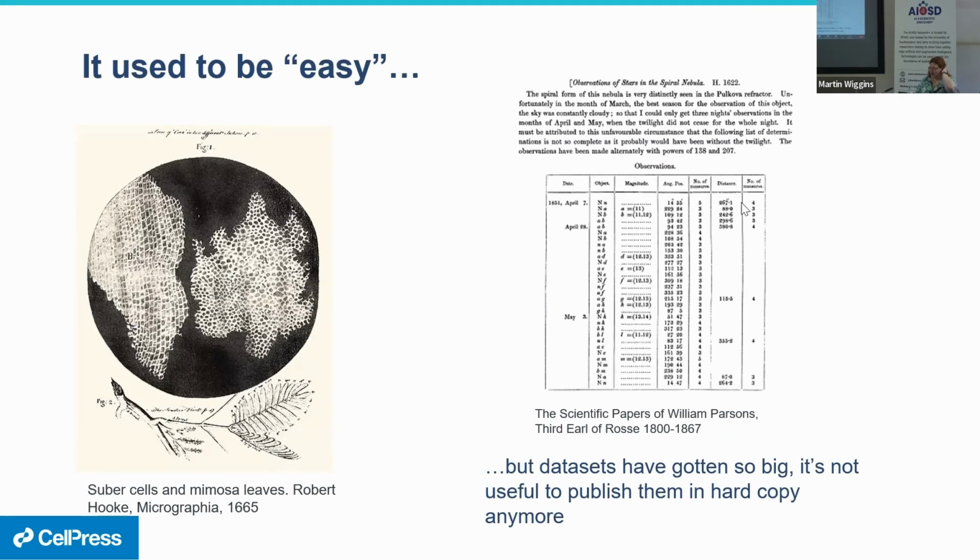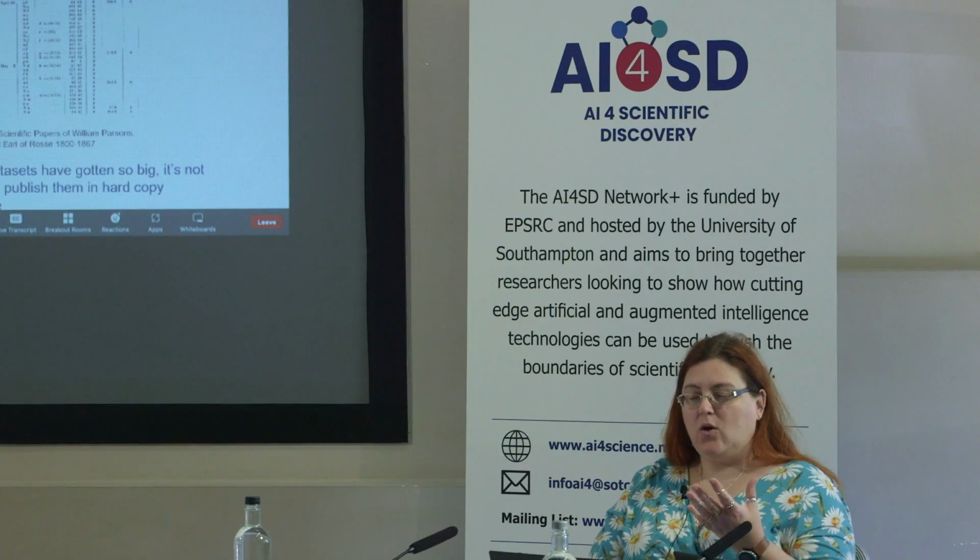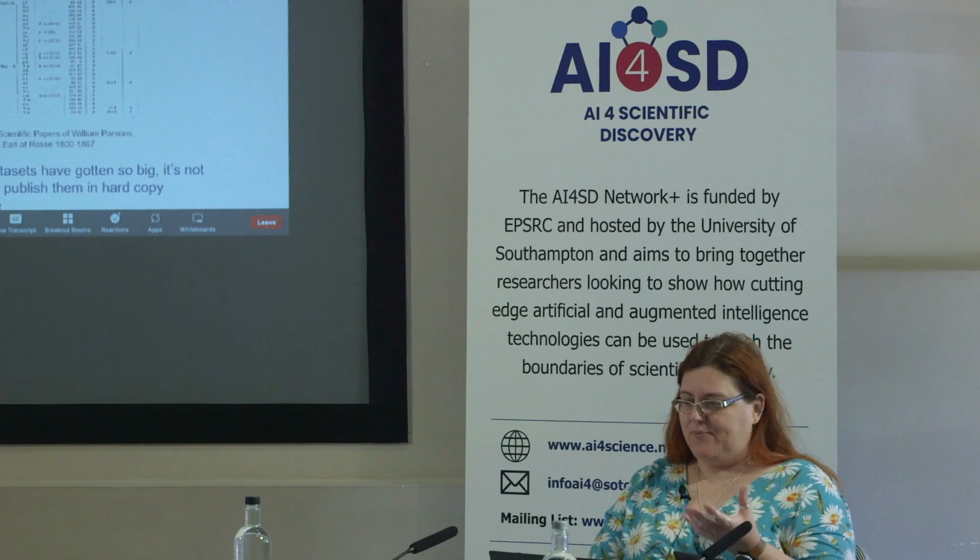And then we've got the table, which is also a valid method of data visualization, although people tend to neglect it nowadays in favor of fancy interactive gubbins. As you can see, there's not that much data in there, but that data was very, very carefully collected and looked after. And it's from the Observations of Stars in the Spiral Nebula by William Parsons, the 3rd Earl of Ross, back in the 1800s. Of course, these are old data sets.